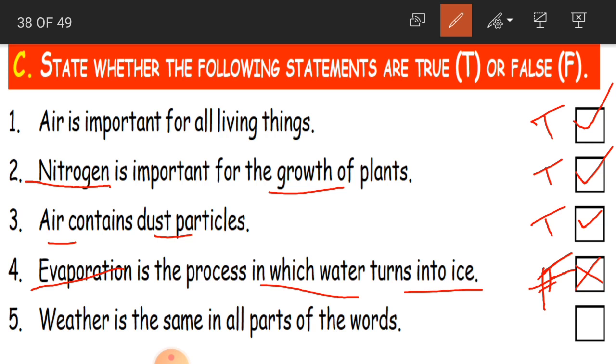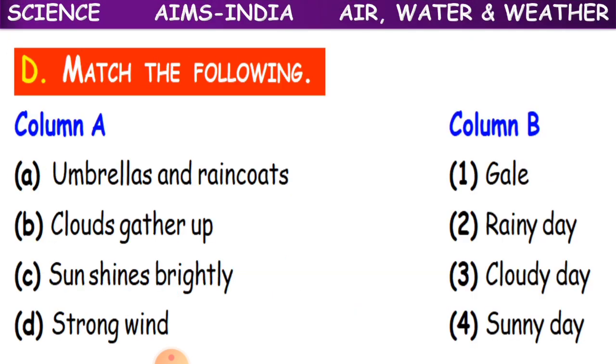The fifth question here is, weather is the same in all parts of the world. This is world, children, it is not words. Is this true? No, this is also false. Weather is not the same in all parts of the world. It is going to differ from place to place. Clear, children? So this is what we have done with true and false.